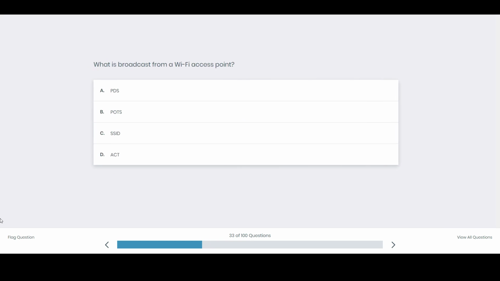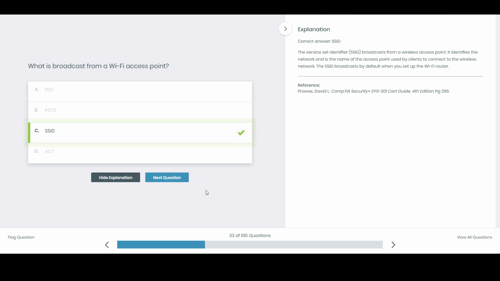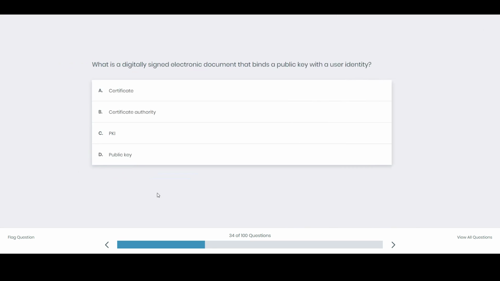Now I know. What is a broadcast from a Wi-Fi access point? SSID? Yeah, that's the SSID. There's that identifier, broadcast from a wireless access point. Yeah, network SSID. That's Wi-Fi.